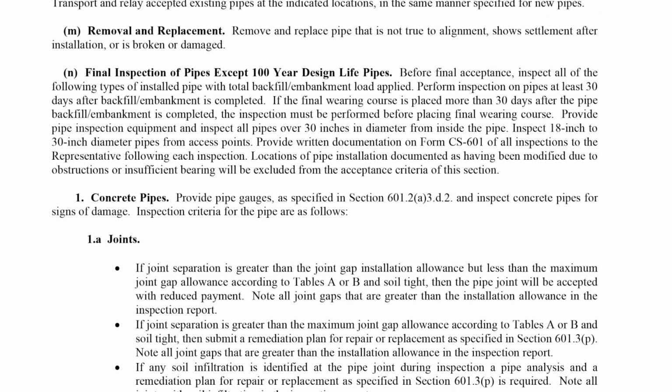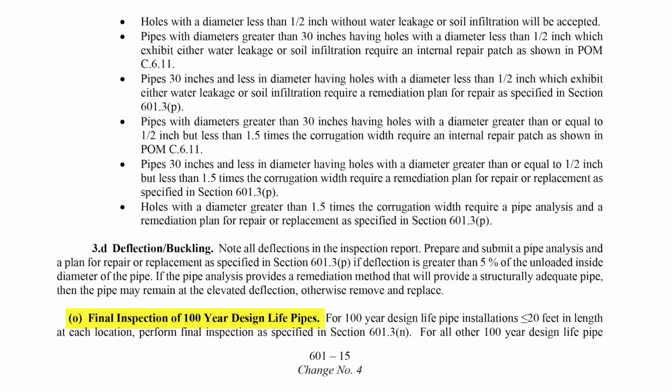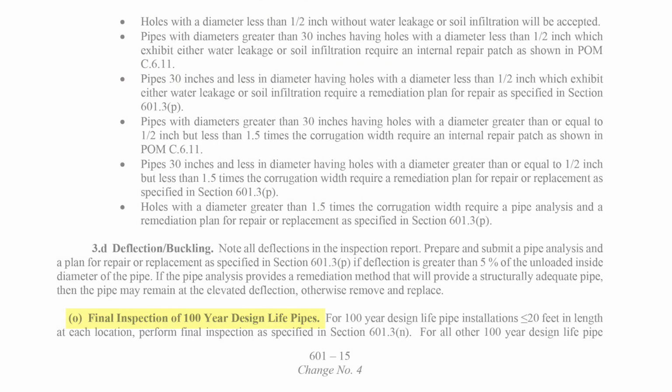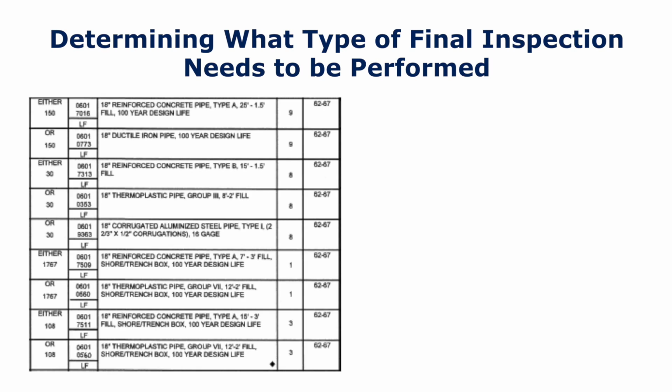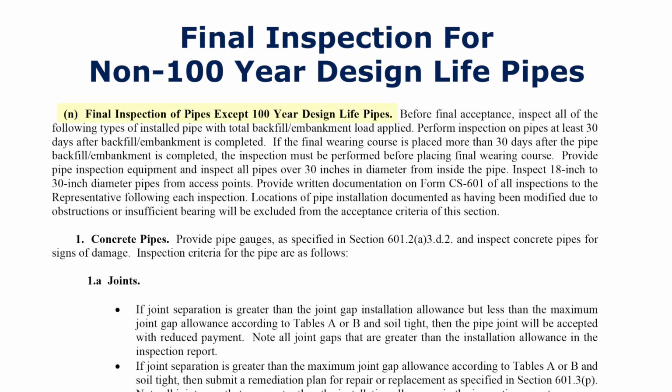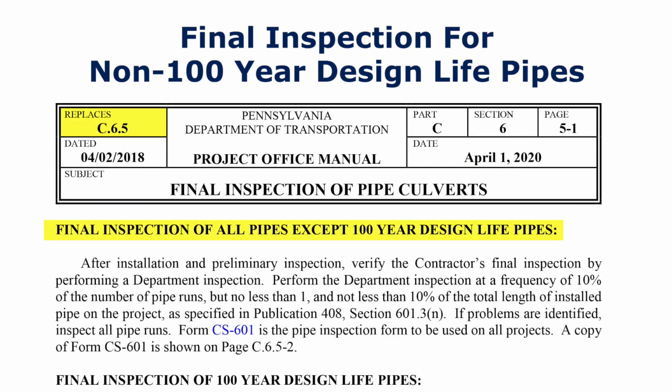To locate post-pipe installation inspection requirements specifically, you must utilize Section 601.3n and 601.30. To determine what type of final inspection needs to be performed, locate the pipe tab sheets in the project plans. If a pipe is to receive 100-year design life inspection, it will be indicated in the item description. Pipes not requiring 100-year design life will follow procedures listed in Publication 408, Section 601.3n, and Project Office Manual C.6.5. This type of pipe will be referred to as standard pipe throughout the rest of this video.